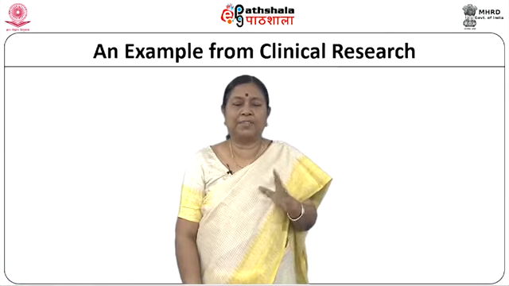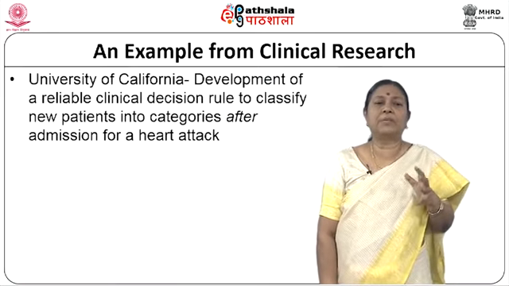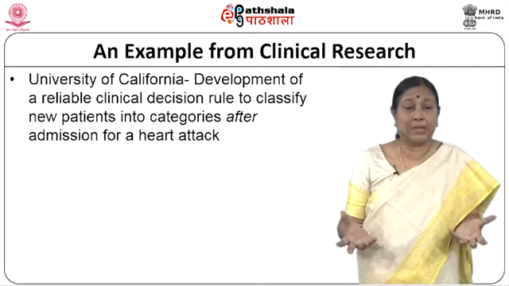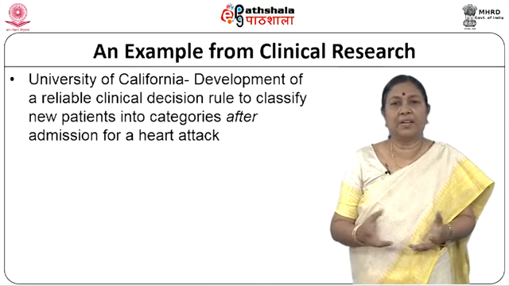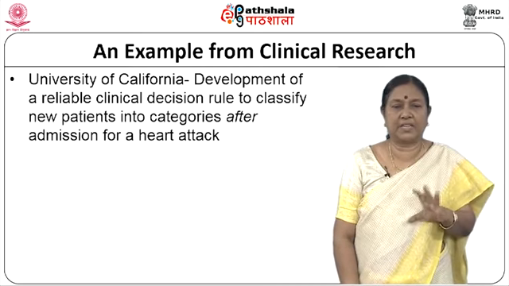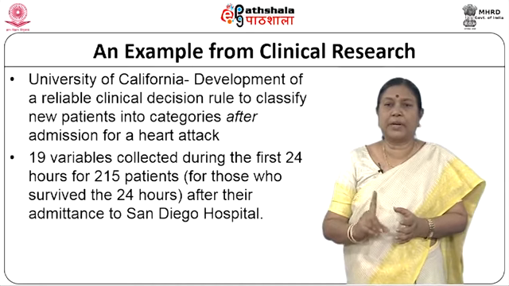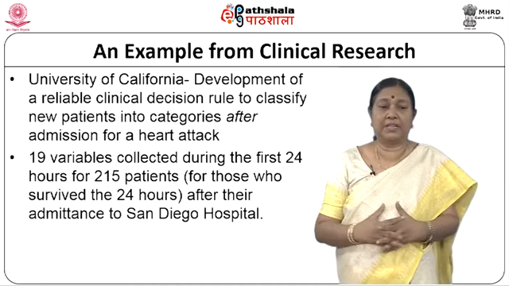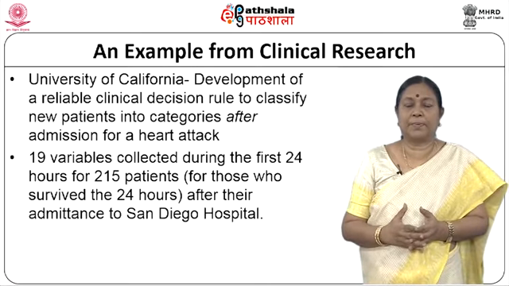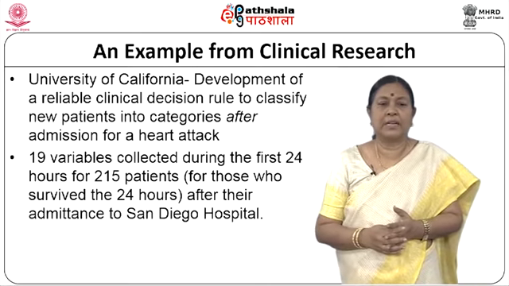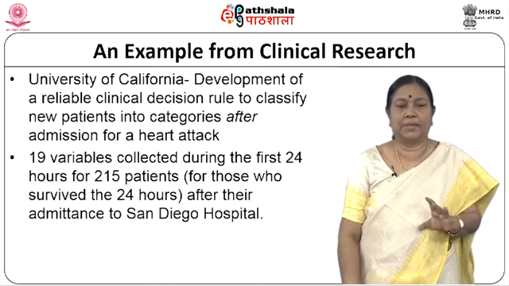So, an example from clinical research. This was done by the University of California. It was a development of a reliable clinical decision rule to classify new patients into categories after admission for a heart attack. So, you want to divide the patients into categories. So, there are 19 variables which were collected during the first 24 hours of their admission for 215 patients. Of course, we considered those patients who survived the first 24 hours after the admittance into San Diego Hospital. This was the example that was taken.